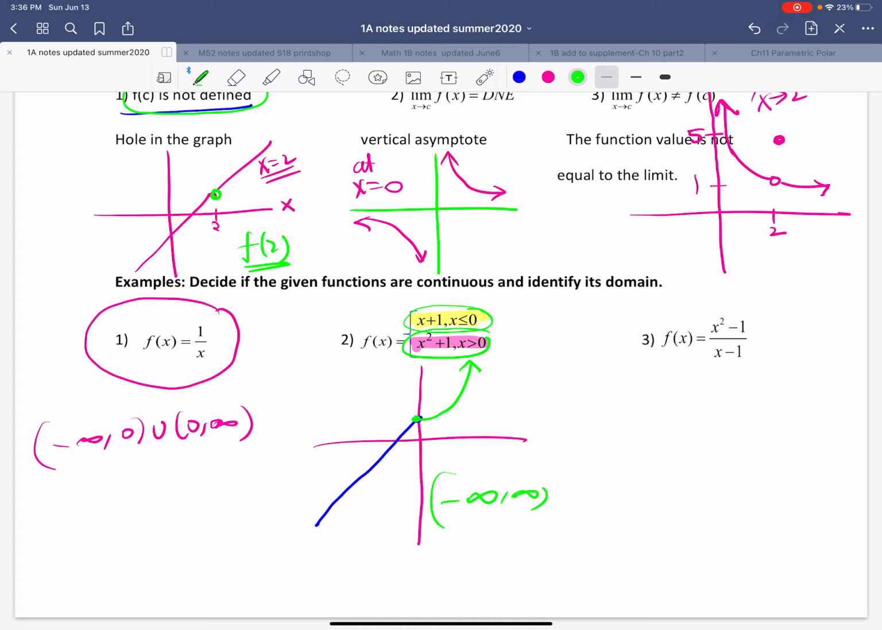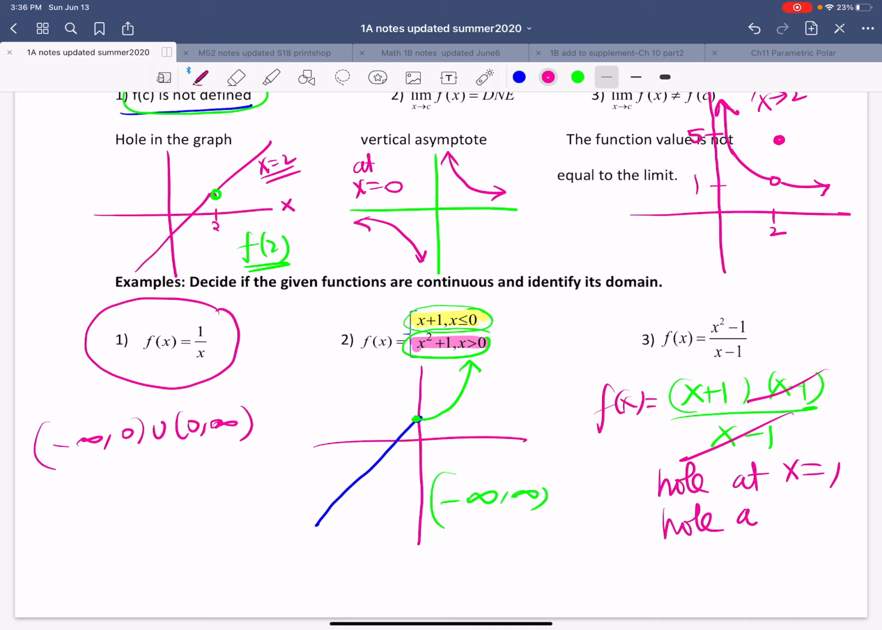Now we have number 3. Here we are going to look at, first of all, it's a rational function. Before we graph a rational function, we always factor and cancel out the common factors. So here we have a hole at x equals 1. If you want to find the exact coordinates of the hole, plug x equals 1 in the remaining function. So we do have a hole at (1, 2). If I plug 1 in there, the y value turns out to be 2.